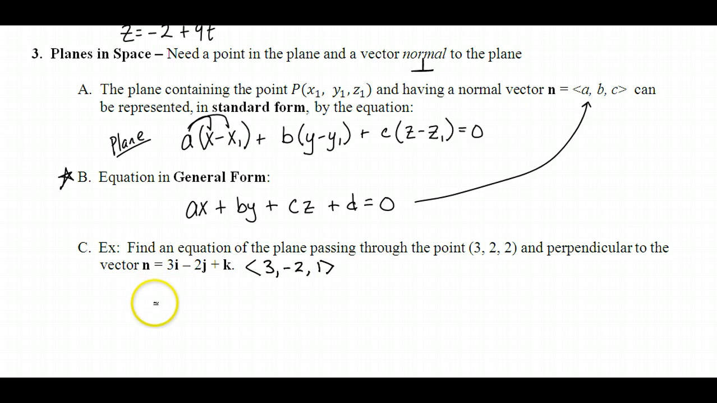I don't know why. But to figure out what that constant should be, this d, we really have to go back to our standard form and distribute, and then in the long run we want our answer to be in general form. So we'll have 3 times x minus 3, minus 2 times y minus 2, and plus 1 times z minus 2, and this is going to equal 0.